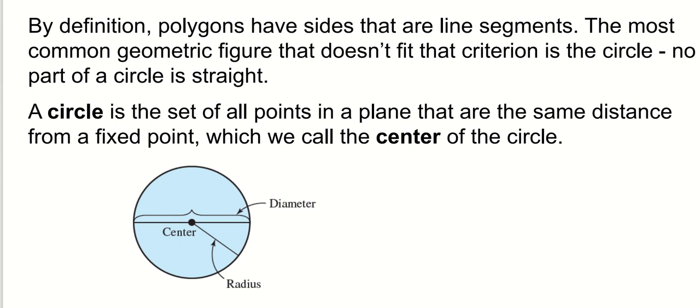The next object we're going to come to is going to be the circle. The definition of a circle is the collection of all points that are a fixed distance from a fixed point. The fixed point is called the center, and the fixed distance is called the radius. If you measure the distance going across the circle from end to end that passes through the center, that's referred to as the diameter of the circle.